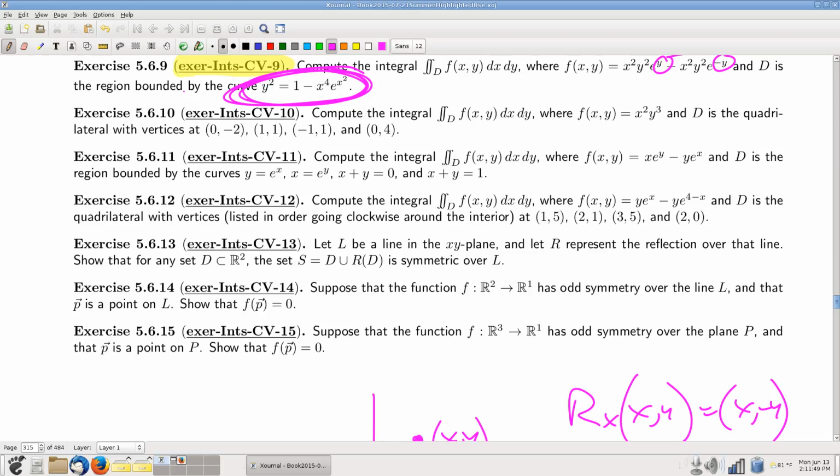So yeah, not that bad. And so the domain doesn't change. A domain is symmetric over a given line if, when you reflect over the line, the domain does not change. Everybody happy?